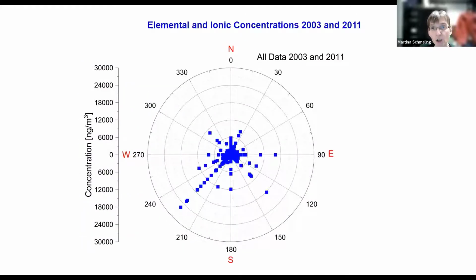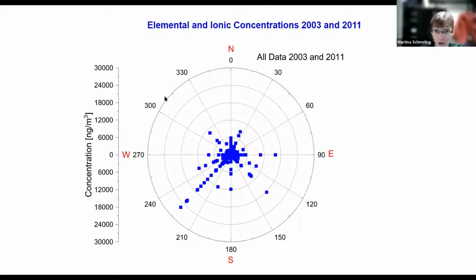So the next slide shows all the data combined. Let me walk you through that. So this is all the concentrations for 2003 and 2011. And the polar graph shows on the top the northerly direction. So this is giving you the cardinal directions, north, east, south, and west. And in the center, this would be our measurement station. So when you are imagining yourself on the station, when you look to the north, you look up. If you turn to the right, you look east. And if you turn back, it's to the south, and to the left, it's to the west.